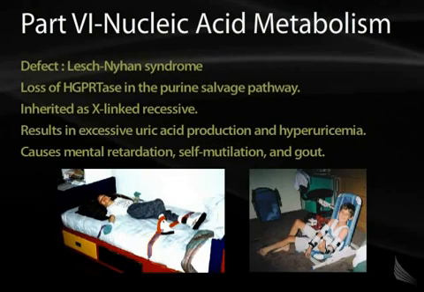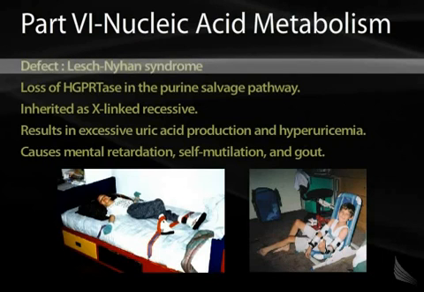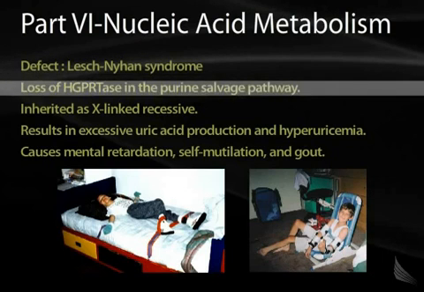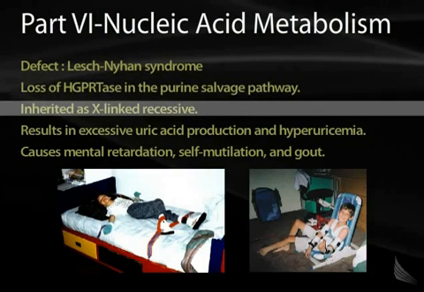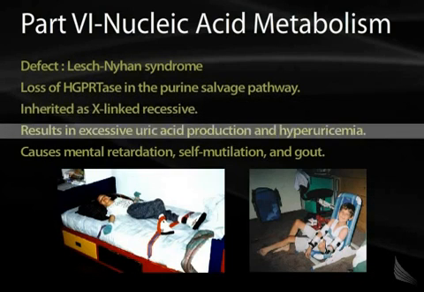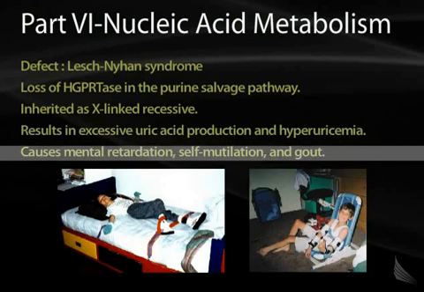So what's the disease that's associated with this enzyme? It's Lesch-Nyhan syndrome. This is a loss of HGPRTase, and it's inherited as an X-linked recessive disease. What are the characteristics? You see excessive uric acid production and hyperuricemia because of the lack of ability to metabolize purines. You also see mental retardation, self-mutilation, and gout.